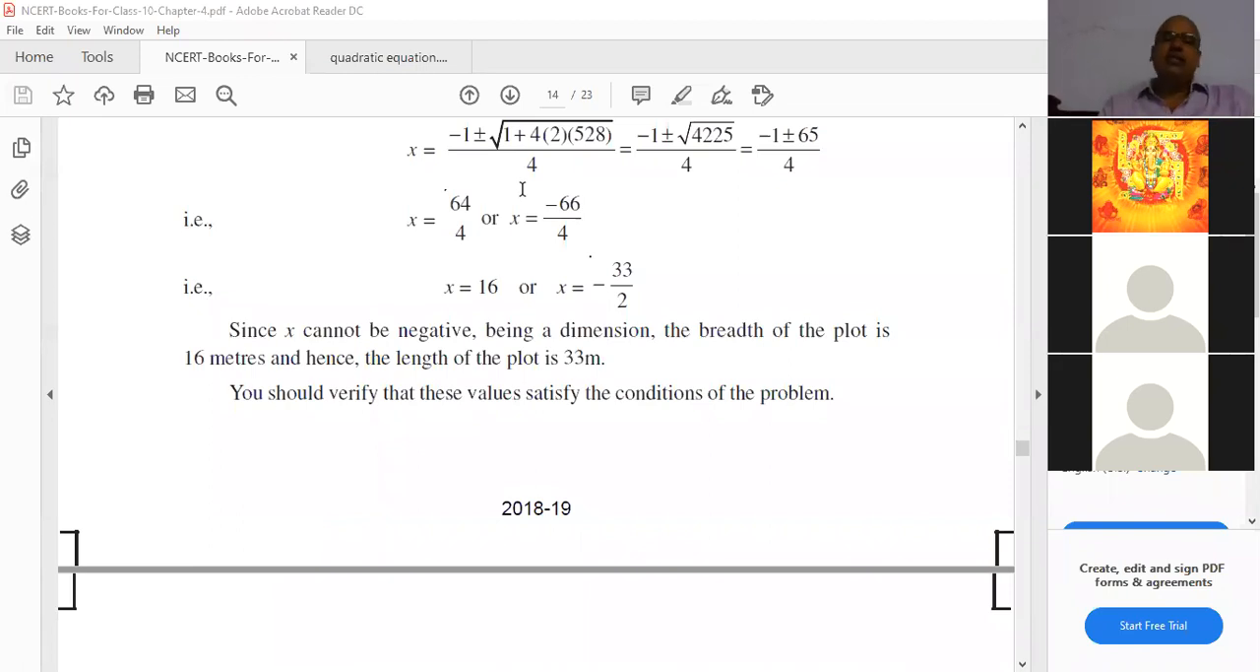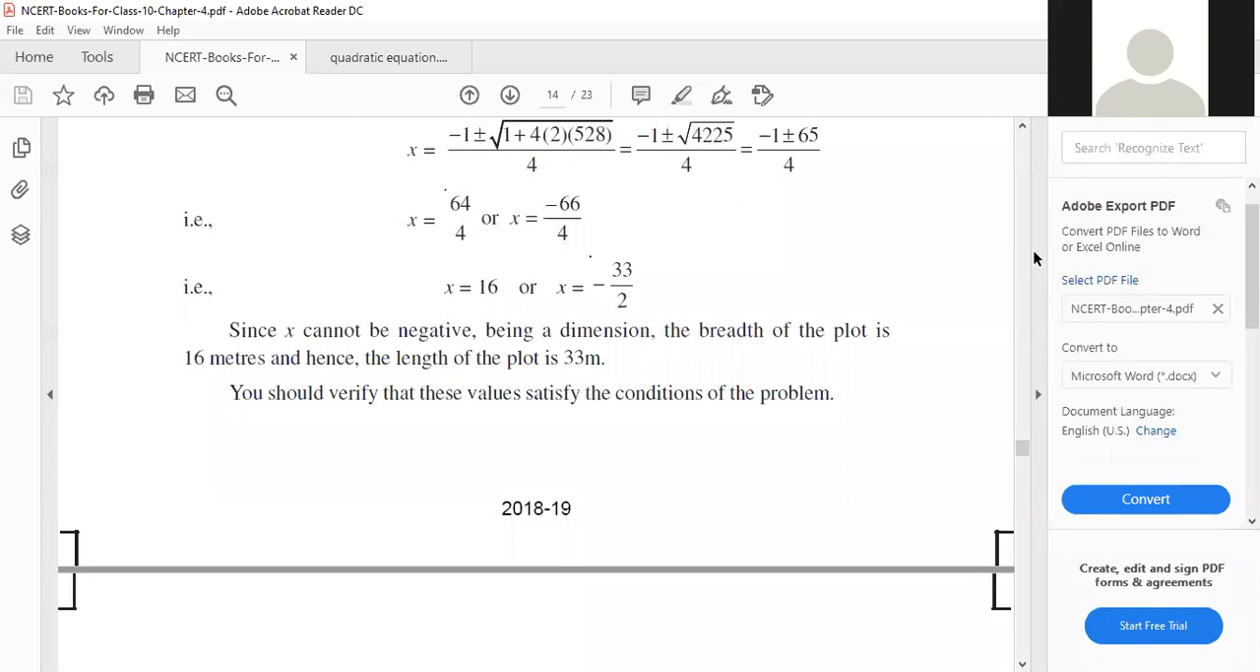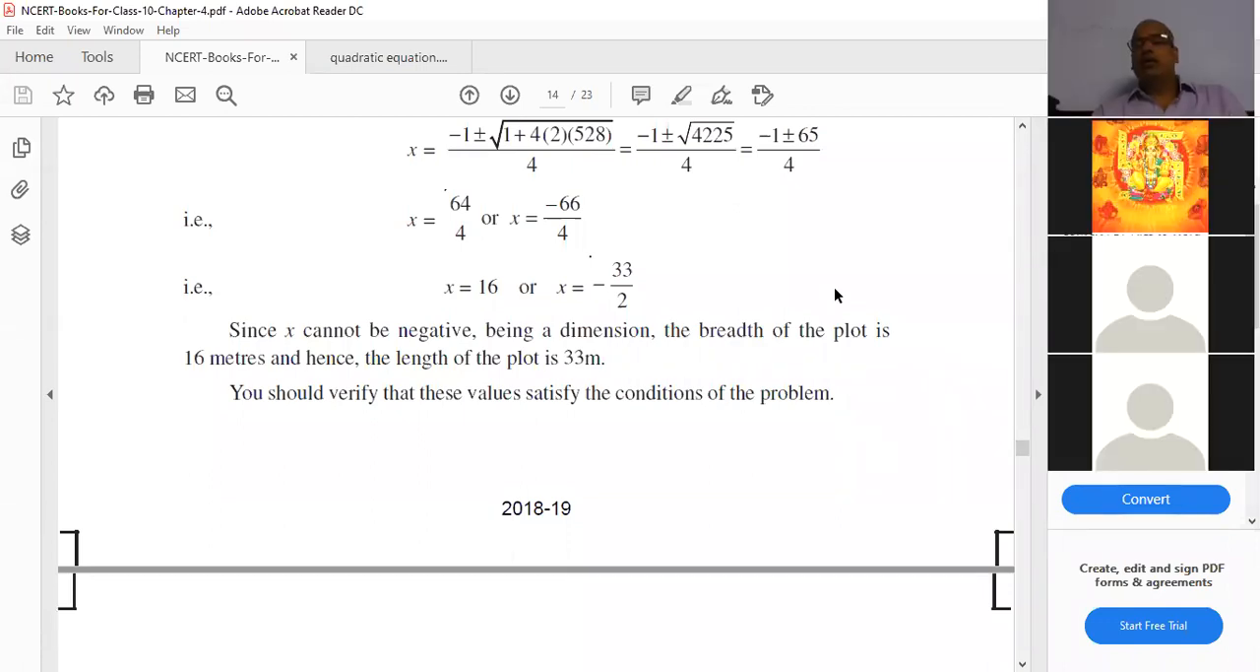Litish ready? Litish, are you there? Babu, Litish ready? Who is there? Girls, boys.